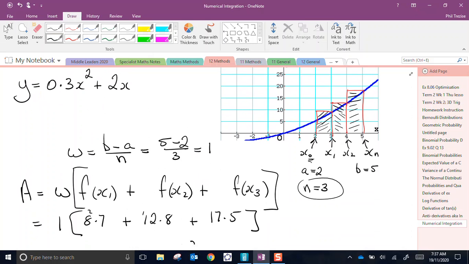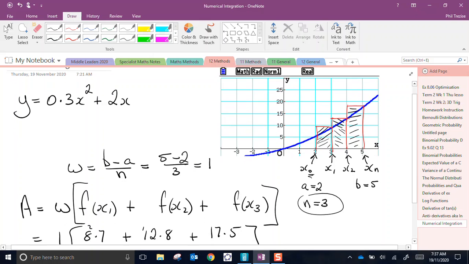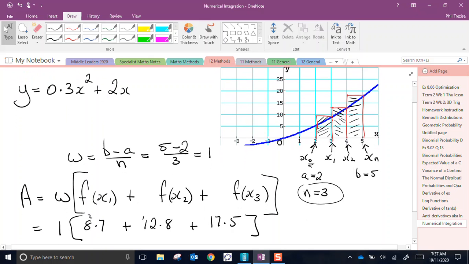So you can see this technique of numerical integration is terribly easy. It's just a bit tedious and time consuming if you want to get an accurate answer. But it's still a very valuable method to know. All right, that's enough for this one. That's the right-hand rectangle sums.